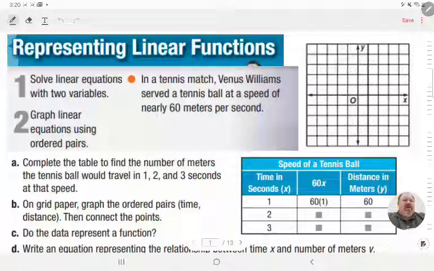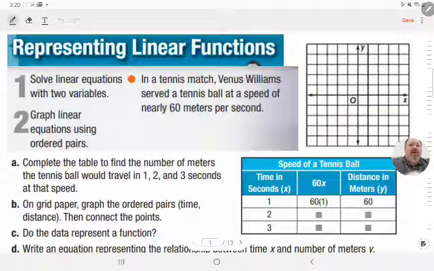Okay, so today we're talking about representing linear functions. Basically, we're going to solve linear equations with two variables and graph linear equations using ordered pairs.